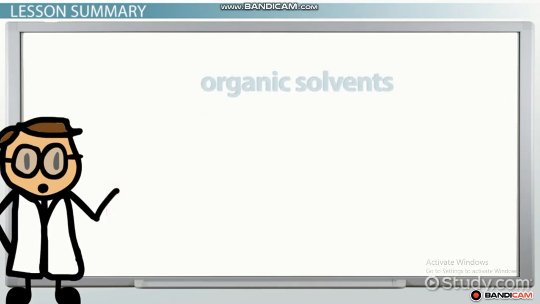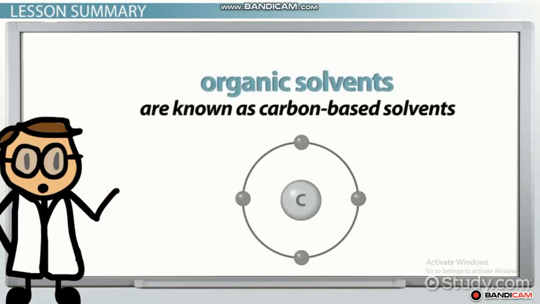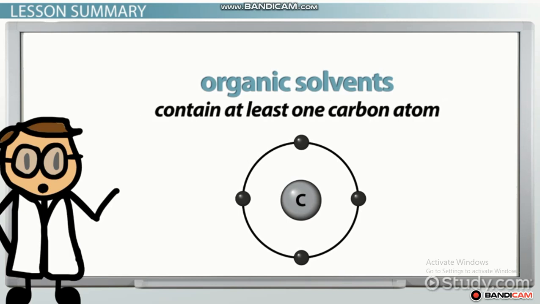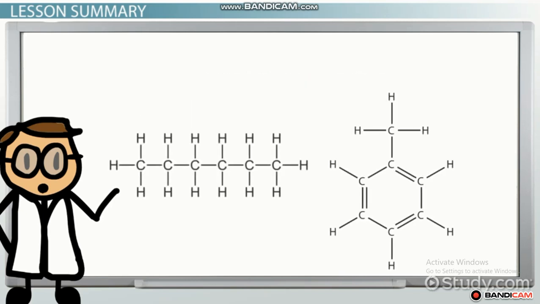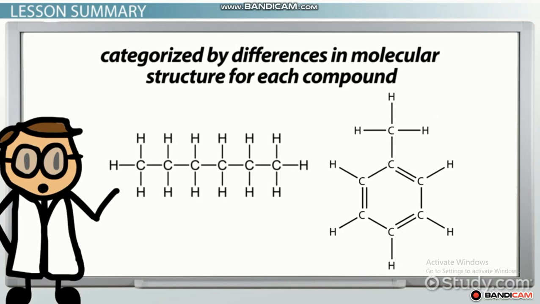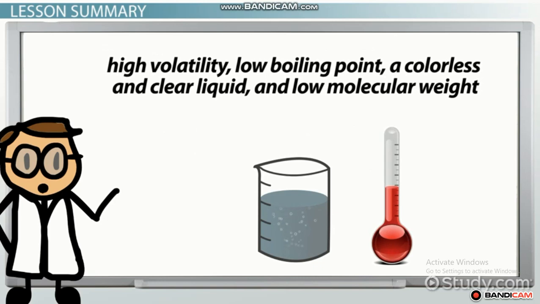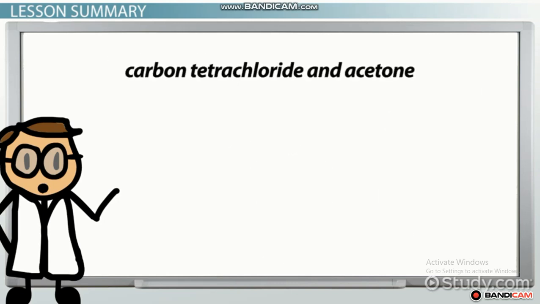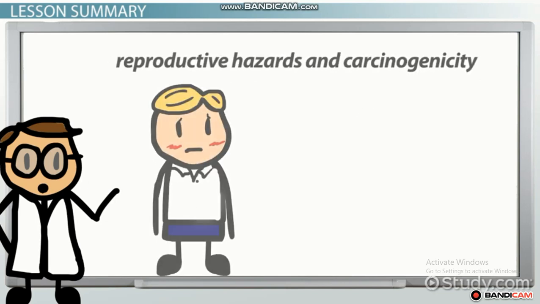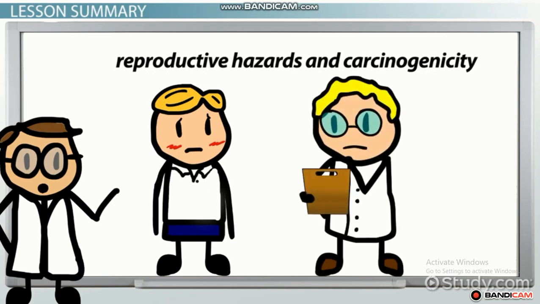Let's review. Organic solvents are known to be a type of carbon-based solvent. These solvents contain at least one carbon atom. Organic solvents can be categorized by differences in molecular structure for each compound. High volatility, low boiling point, a colorless and clear liquid, and low molecular weight are physical properties typical of organic solvents. Examples of organic solvents include carbon tetrachloride and acetone. Health concerns, such as reproductive hazards and carcinogenicity, are primarily monitored in the workplace, where exposure to organic solvents above the threshold limit is possible.